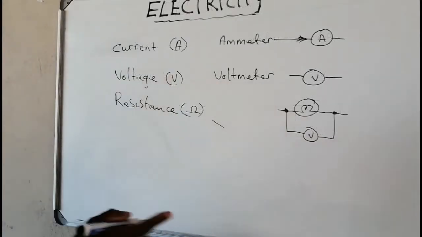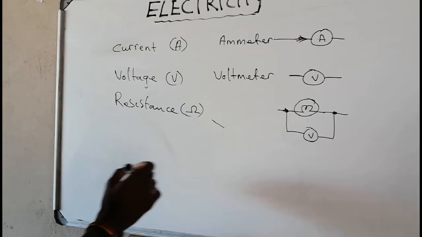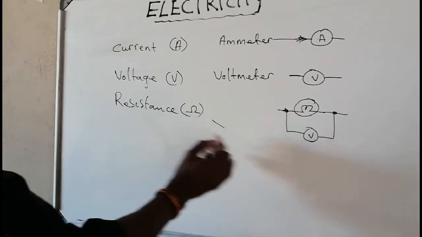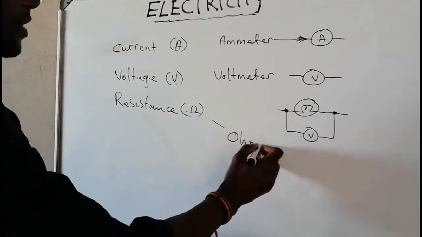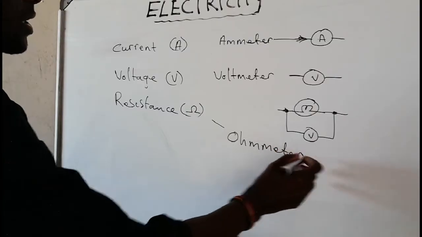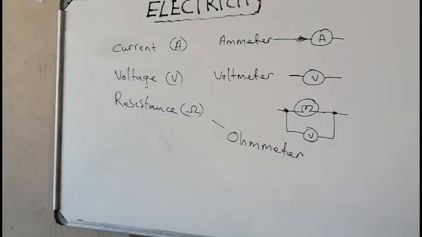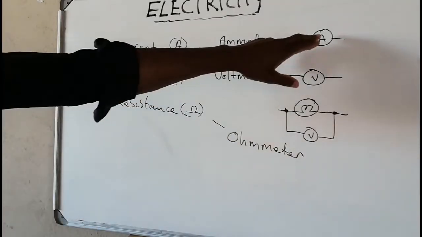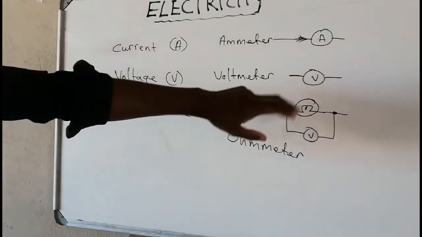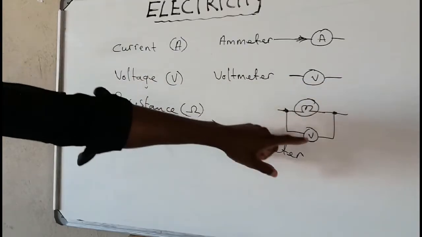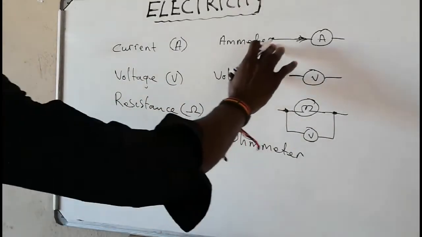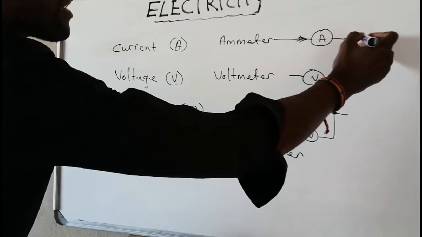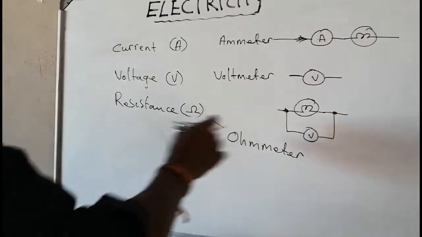For resistance, resistance is measured in ohms, and it's the ohmmeter. So these words are very easy to remember. An ohmmeter measures resistance. With an ohmmeter, we shall not see it connected in a circuit. It is just measured separately. But for an ammeter, we might see it. For a voltmeter, we might see it, and the voltmeter is connected like that. If it is an ammeter, like I said, it will be in series. This is our light bulb, and so on.